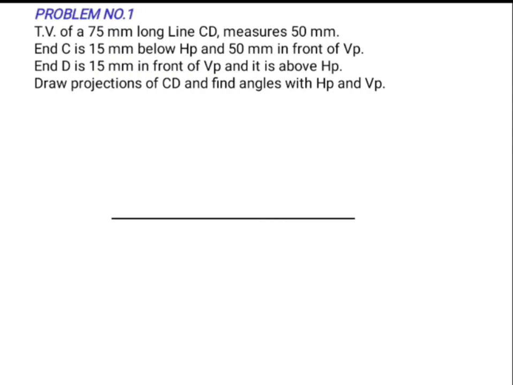Now we can solve this problem starting from the XY line. At a convenient position we can draw a vertical projector on which we can mark the position of point C. That is, end C is 15 mm below the horizontal plane. Here the dimension given is with respect to the horizontal plane, that is, this is the dimension for the front view of the point. So C dash will be 15 mm below the XY line.